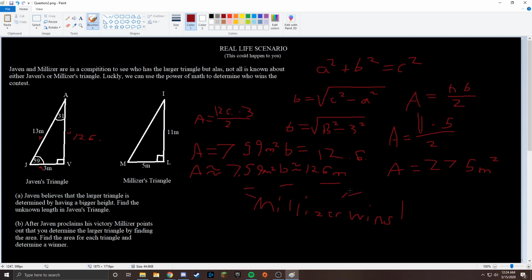Yeah, all right. So that goes to show that just because the triangle is bigger, you got to factor in the area. Learned a lot from this question. Very good question. All right, so that concludes our real non-life scenario.